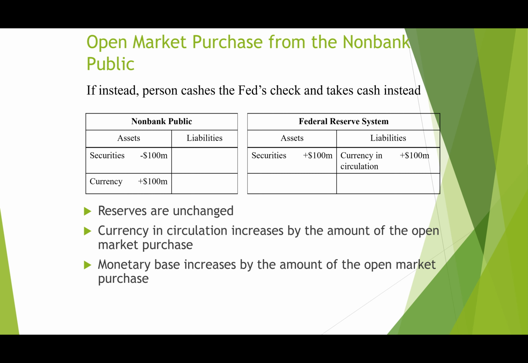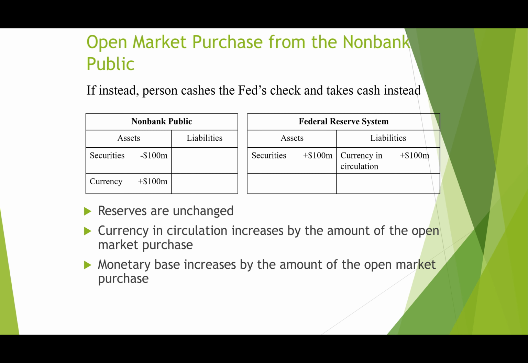Now, if instead that person cashes the Fed's check and takes the cash, says, I'm going to hold this in cash, I'm going to cash the check, well, then the bank basically has to pay the 100 million. So that means the Fed now doesn't have those reserves as a liability. Instead, it has 100 million extra in currency as a liability. When you look at the non-bank public, the liabilities haven't changed because the individual deposited the check and then cashed the check for cash.